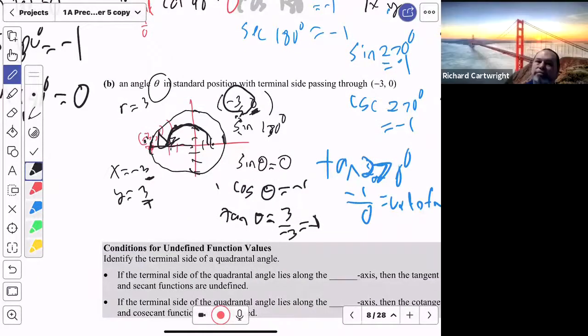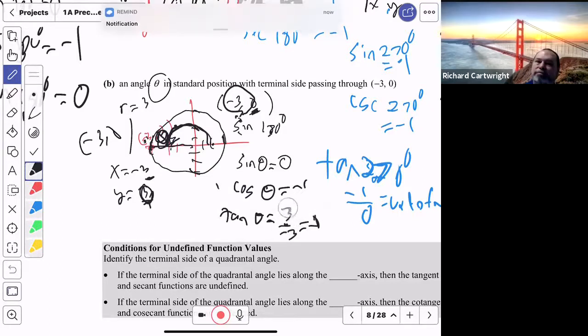I didn't use the right point, did I? It's -3, 0. Yeah, the y value is supposed to not be a 3. It was a 0 here, wasn't it? The y value is a 0, -3, 0. Yeah, it still should be 0. It would have been 0 over a -3, which is still 0.